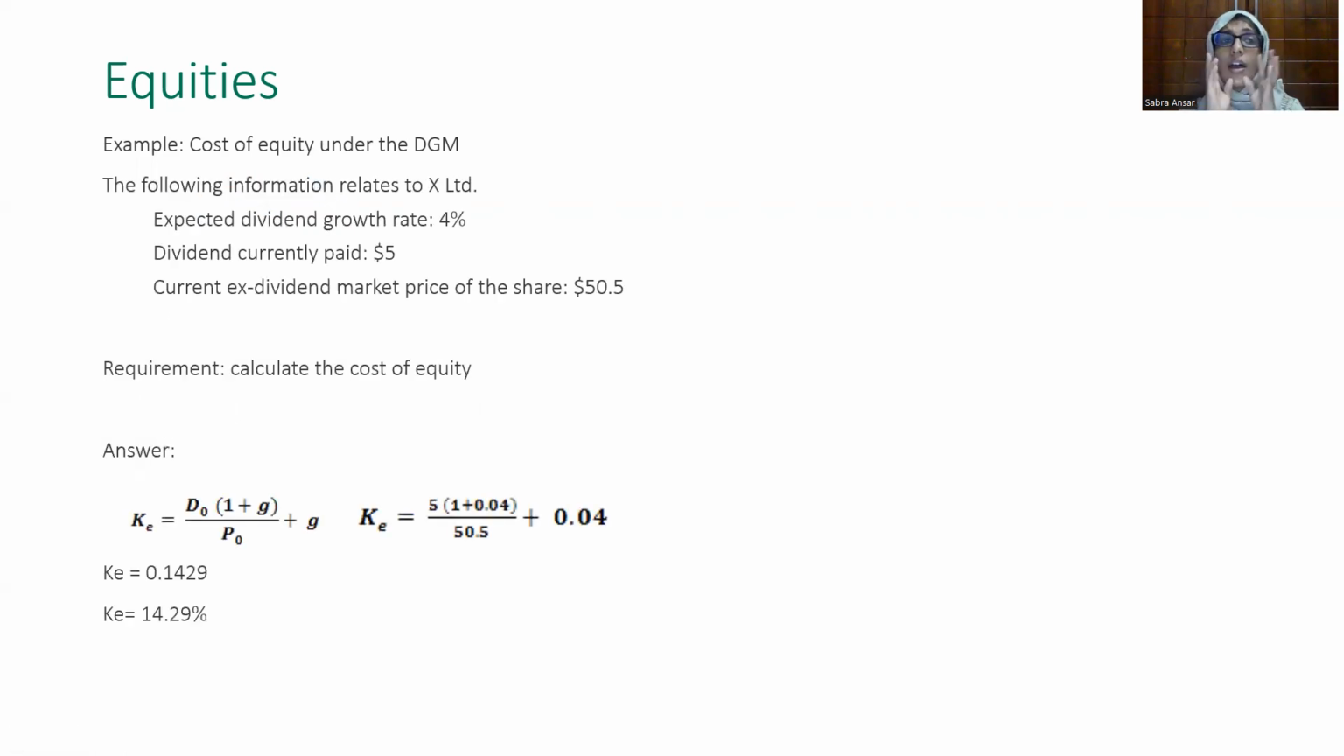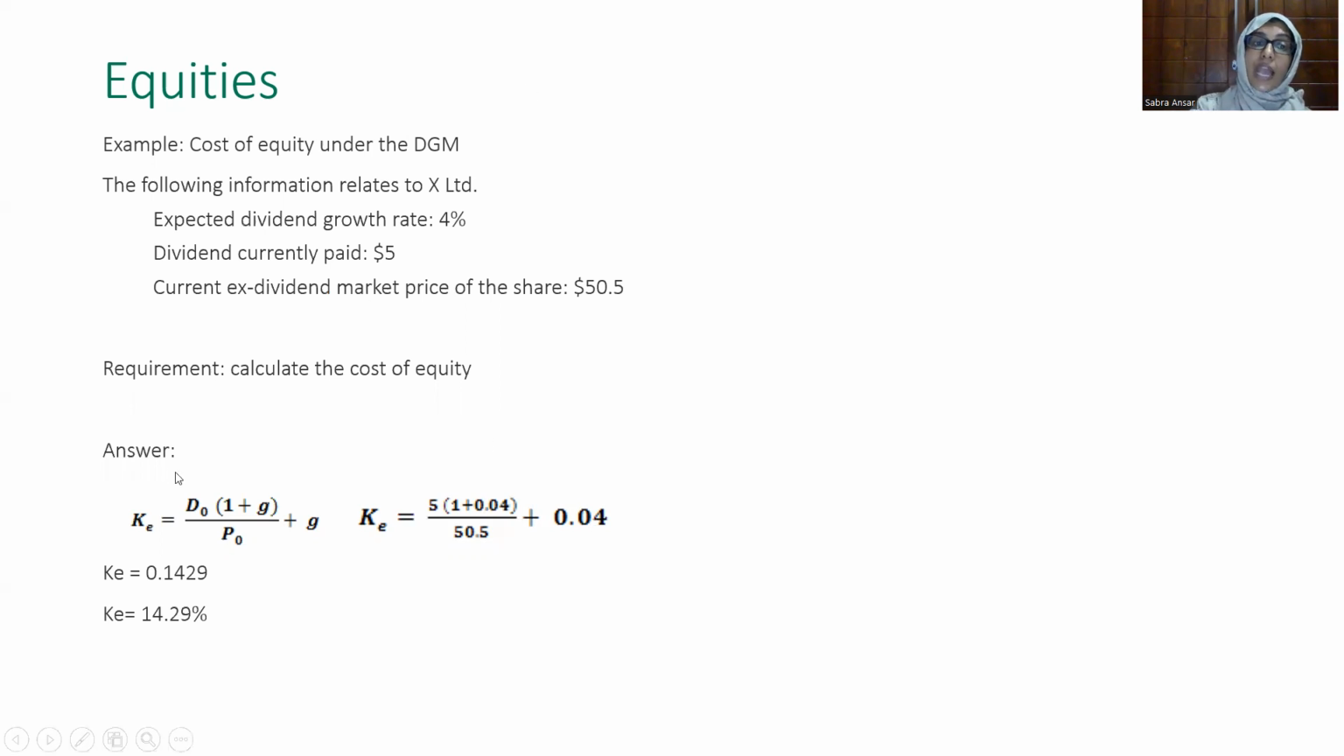Now let's look at an example to understand how we can calculate DGM, or the dividend growth model. The question says the following information relates to X Limited. The expected dividend growth rate is 4%, the dividend which is currently paid is $5, and the current ex-dividend market price of the share is 50.5. The ex-dividend market price of the share is basically the P0 that we were talking about.